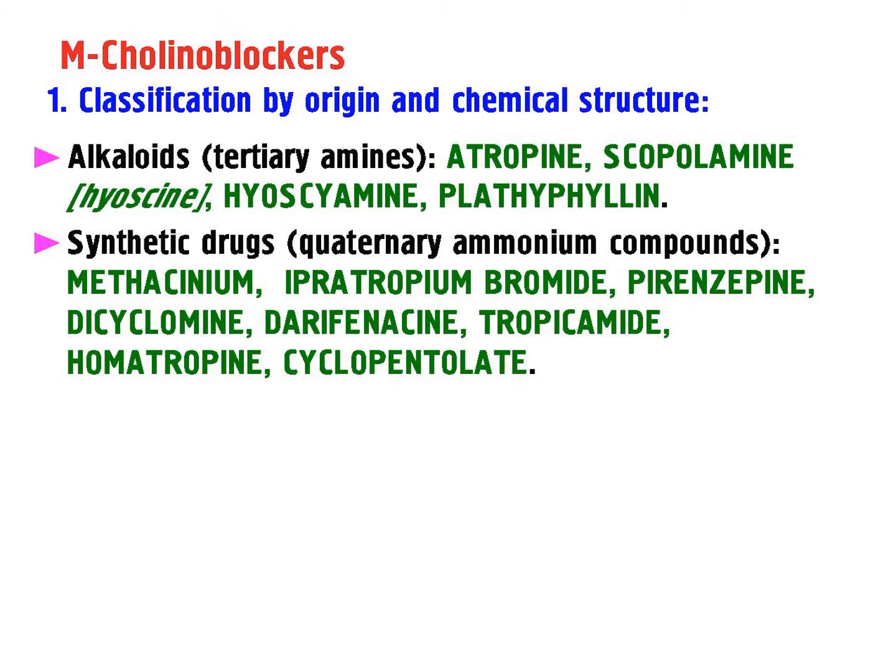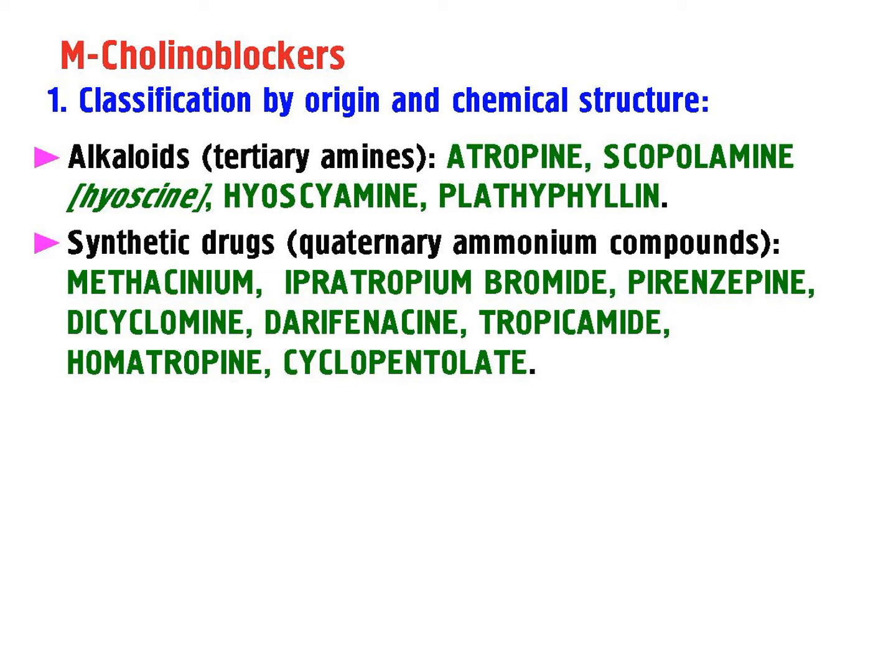M-cholinoblockers can be classified according to several different principles. First, by chemical structure and origin into two major classes, which are tertiary amines. Usually these are different alkaloids from medicinal herbs, such as atropine, scopolamine, hyoscyamine, platyphyllene, and so on. And the second class, synthetic agents, which are usually quaternary ammonium compounds, such as methoxin, ipratropium bromide, pyrenzepine, tropicamide, homatropine, and so on.